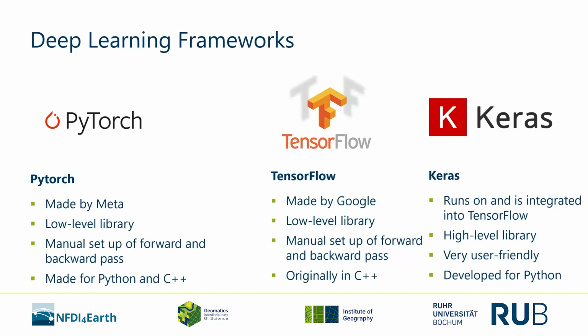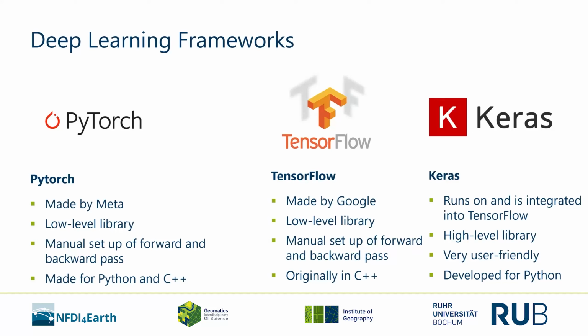For Python, there are many frameworks that make it easier to program and train a neural network. The major frameworks are PyTorch, TensorFlow, and Keras. PyTorch and TensorFlow are low-level libraries, meaning you have to handle much of the forward and backward pass yourself. PyTorch is developed by Meta AI and TensorFlow is developed by Google. While these frameworks offer a lot of flexibility, they can be quite complex for beginners in deep learning. So we will use Keras.